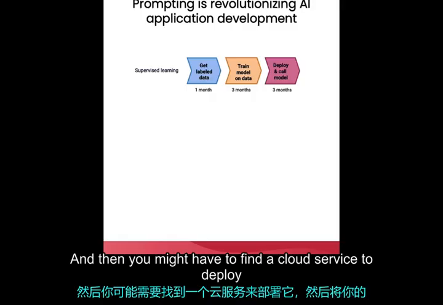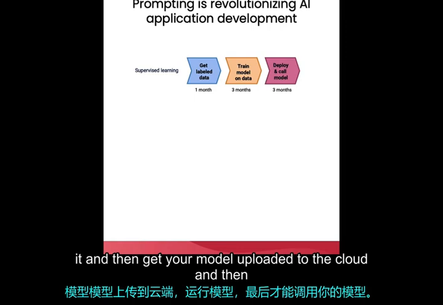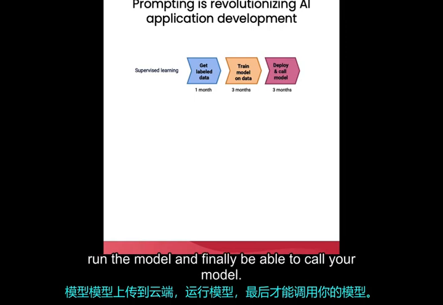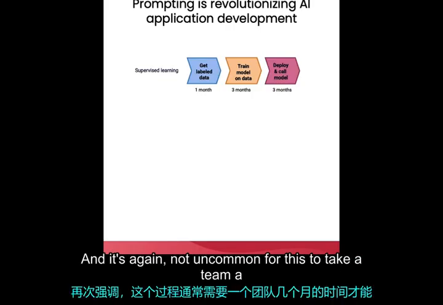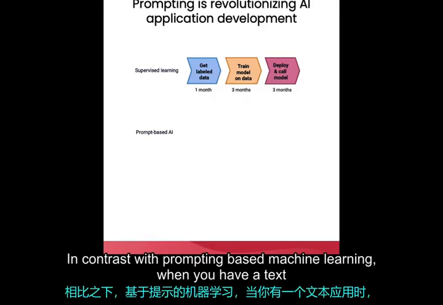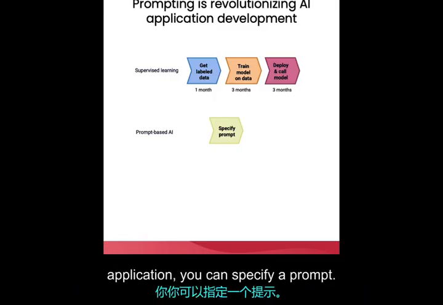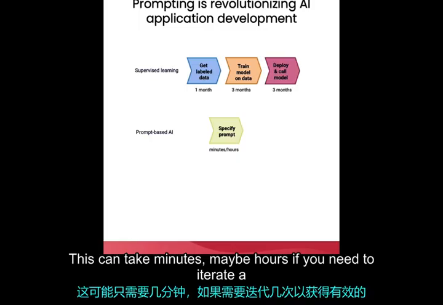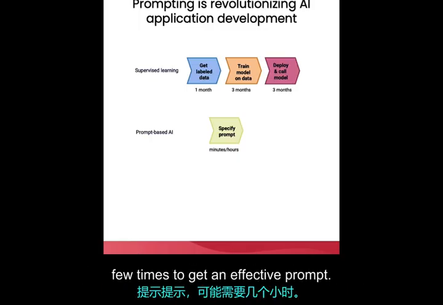And then you might have to find a cloud service to deploy it, get your model uploaded to the cloud, and then run the model, and finally be able to call your model. And it's again not uncommon for this to take a team a few months to get working. In contrast, with prompting-based machine learning, when you have a text application, you can specify a prompt. This can take minutes, maybe hours, if you need to iterate a few times to get an effective prompt.